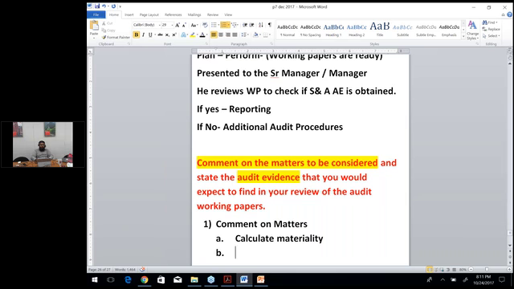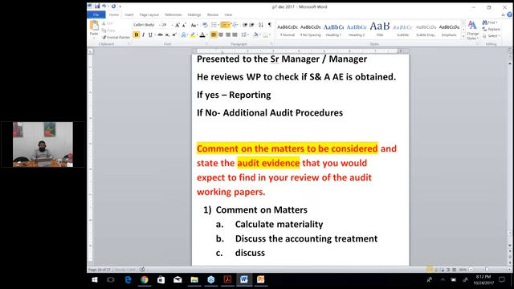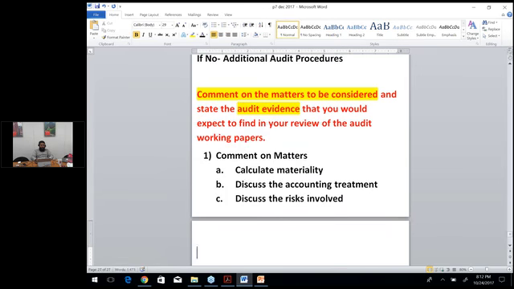And once you have calculated the materiality, you need to discuss the accounting treatment. And once you have discussed the accounting treatment, you have to discuss the risks involved. So this is what happens in "comment on the matters to be considered." Whenever the question's requirement comes across, "comment on matters to be considered."